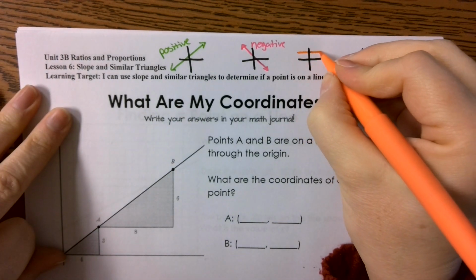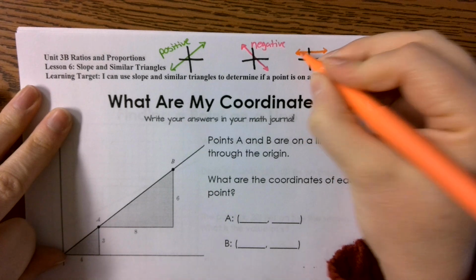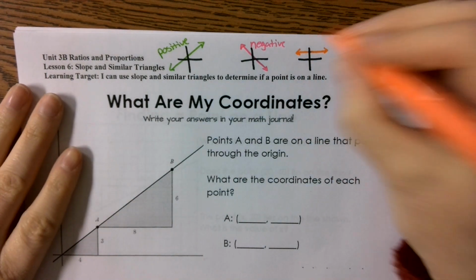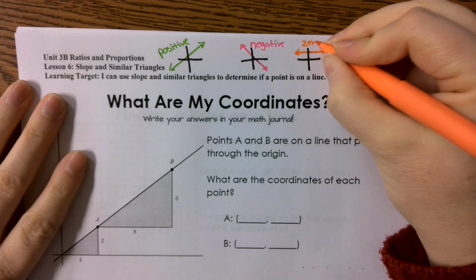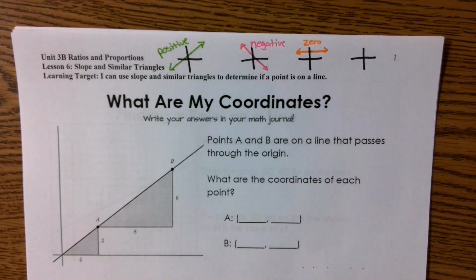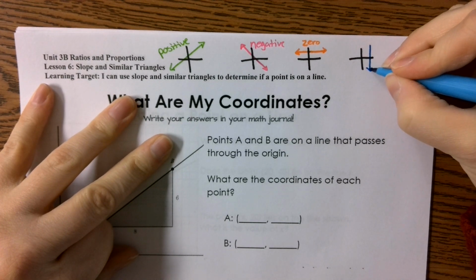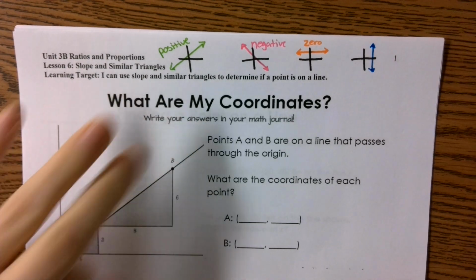What about this third one? What type of slope was this third one? Jaden? Zero. Zero slope. Okay, a flat horizontal line, we called that zero slope. And then our last one, when it was a vertical line, what kind of slope was that vertical line?